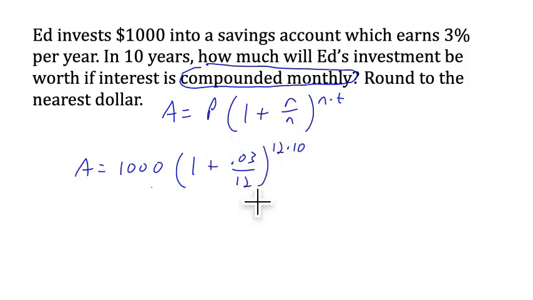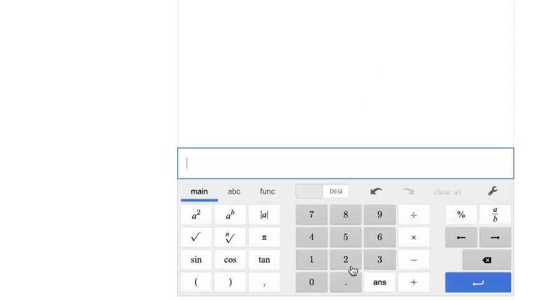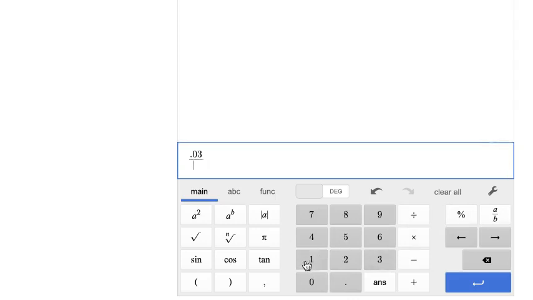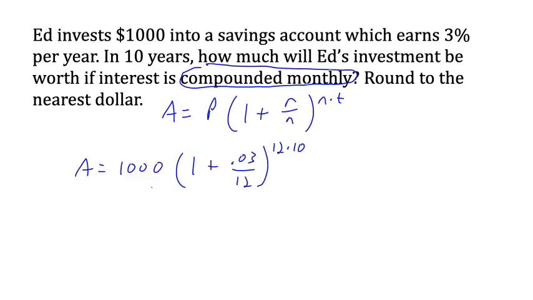All right, let's go ahead and figure out 0.03 divided by 12. So I'm going to go to the calculator for that. 0.03 divided by 12 equals 0.0025. So each month, the interest rate is 0.25%. But in this case, we'll be using the decimal version, 0.0025. So that'll be 1 plus 0.0025, or 1.0025, raised to the power of 120.